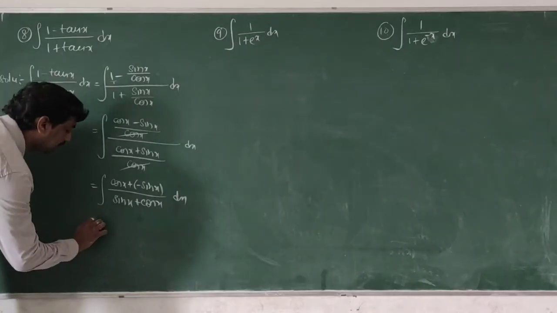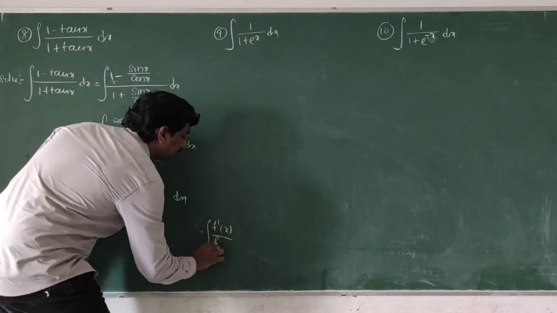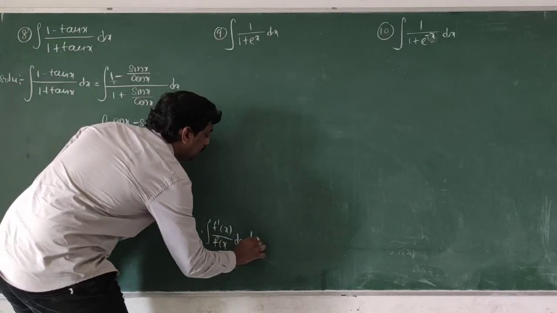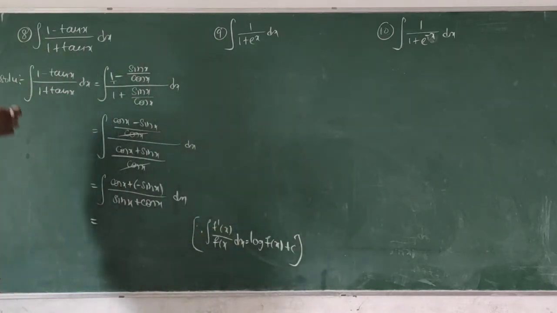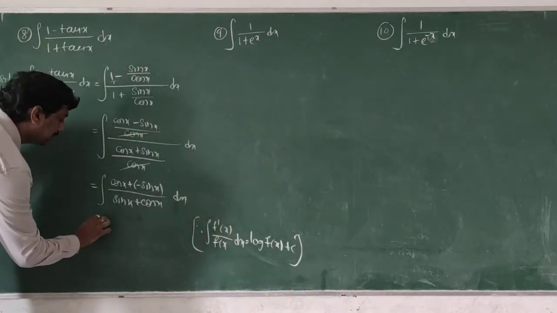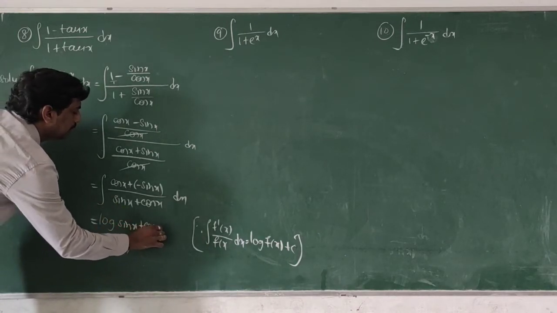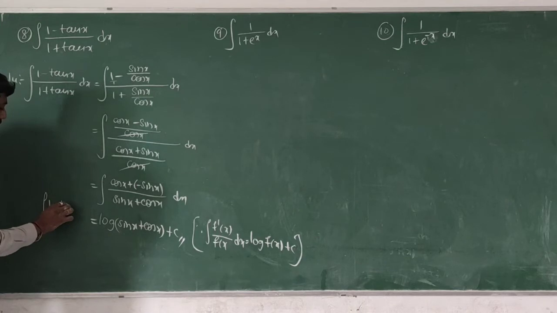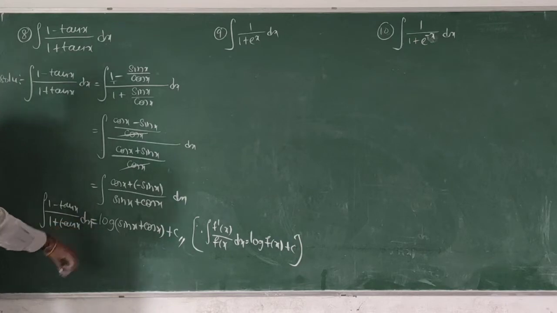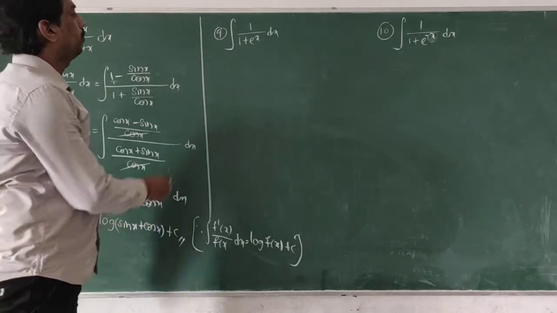What is the formula for that one? Integration of f dash x by f of x dx equals log f of x plus c. Log of f of x equals sin x plus cos x. So log of (sin x plus cos x) plus c is the integration of (1 minus tan x) by (1 plus tan x) dx. Understood clearly? Yes.